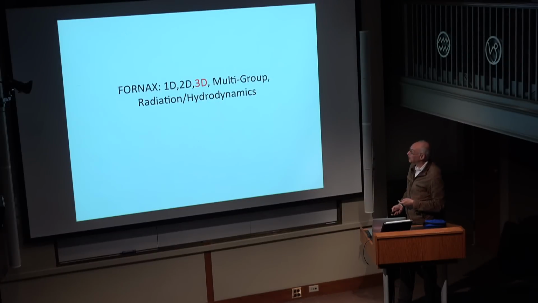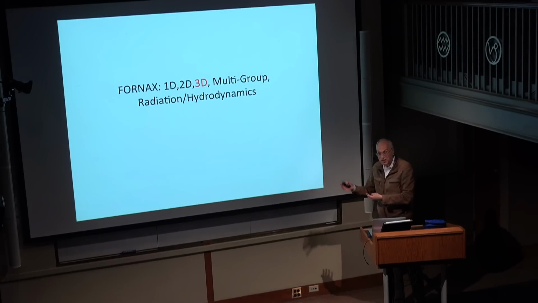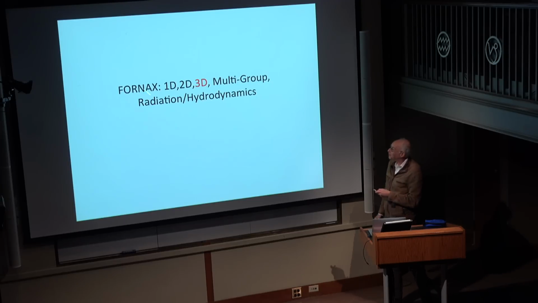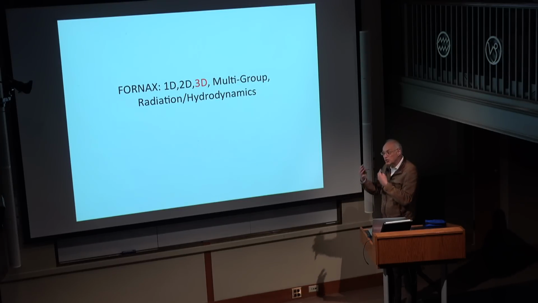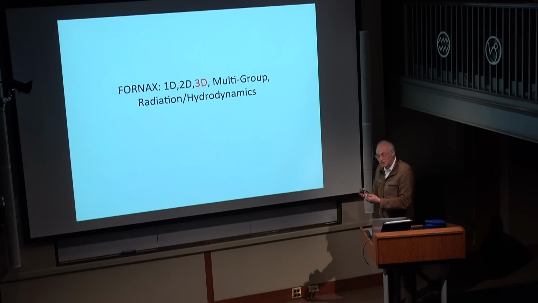The code we're using, and this was presaged at lunch today, is called Fornax, if anyone was at lunch. It does 1D, 2D, 3D multi-group radiation hydrodynamics. It's not perfect, but it's the best code out there. It doesn't do full GR, but it does approximate GR. We have the redshifts in there. We have the strengthening of gravity.